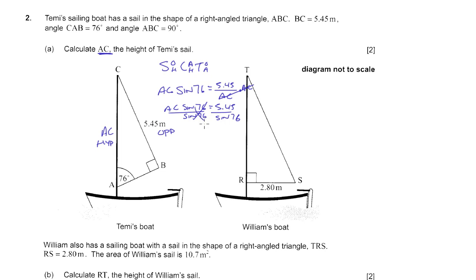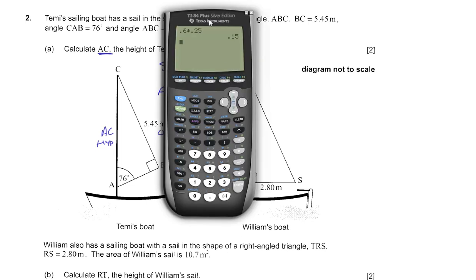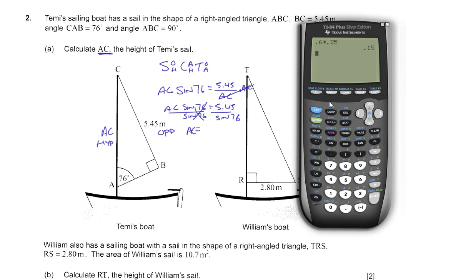Right? So we're going to get that AC, is 5.45 divided by sine 76. Okay? So, first thing you want to do on here is, the first time you do any kind of trig function at all, make sure you go into your mode and make sure that you're in not radians, but degrees, right? Which we already are, so we're good to go.